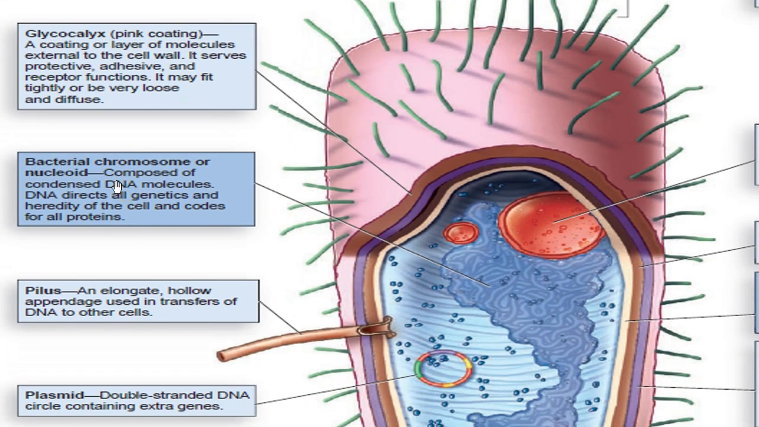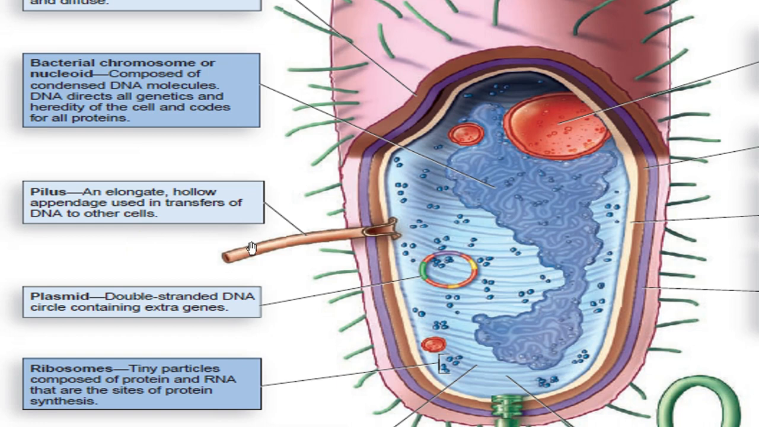Okay, and then there is the bacterial chromosome or nucleoid. This is the bacterial nucleoid structure. It is composed of condensed DNA molecules. Here the DNA molecules are present, that is the genetic material, and DNA directs all genetics and heredity of the cell and codes for all proteins.